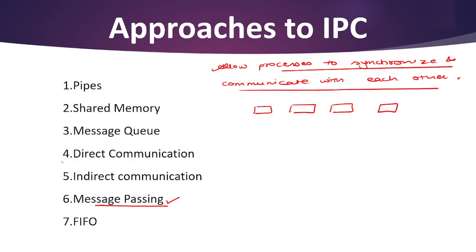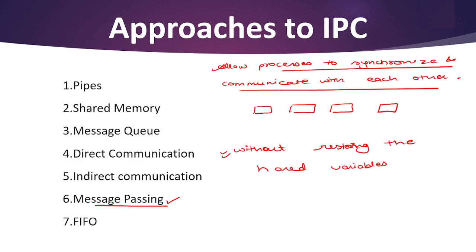However, by using message passing, the processes can communicate with each other without resorting to shared variables. It can work without using the shared variables. Okay, so this is the message passing technique.